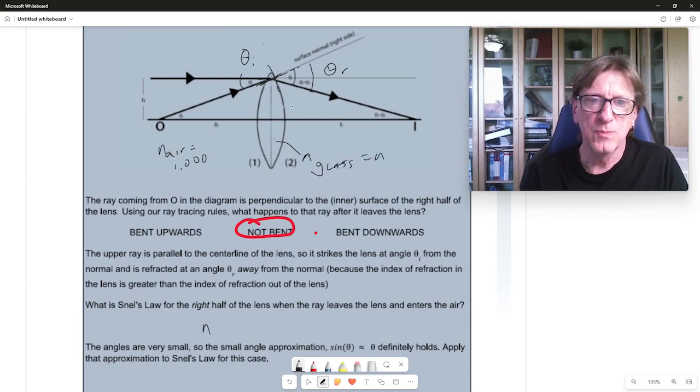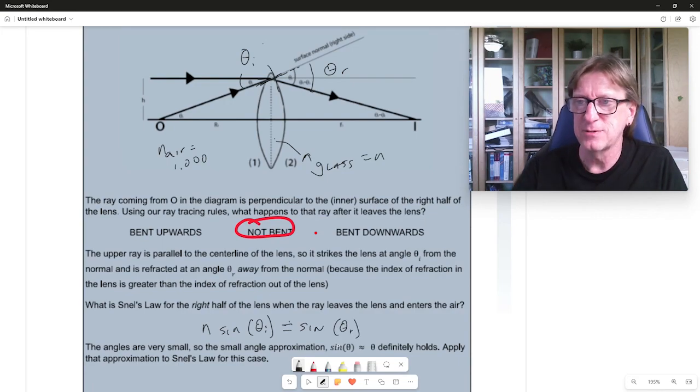Okay, so since we're in the glass, that's going to be my incident angle, so that's n sine of theta I. And then that's coming out in air. What's the index of refraction of air? It's going to be 1. So that's sine of theta R, which is my refracted angle.